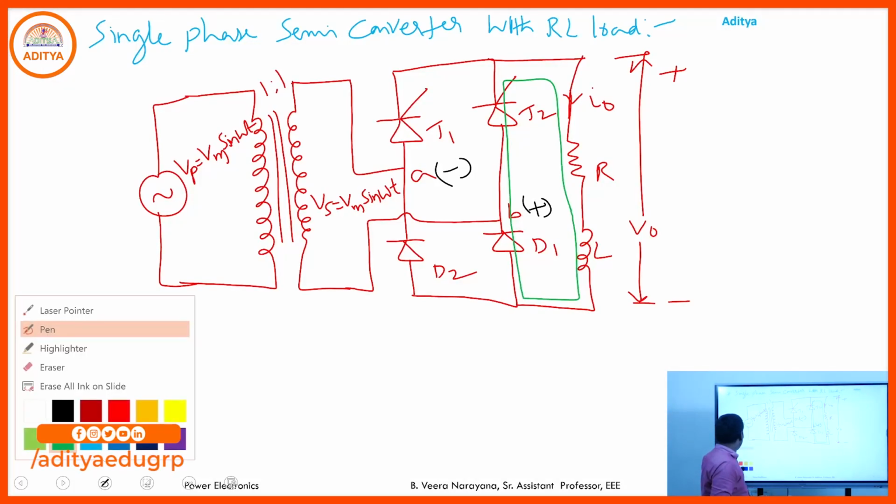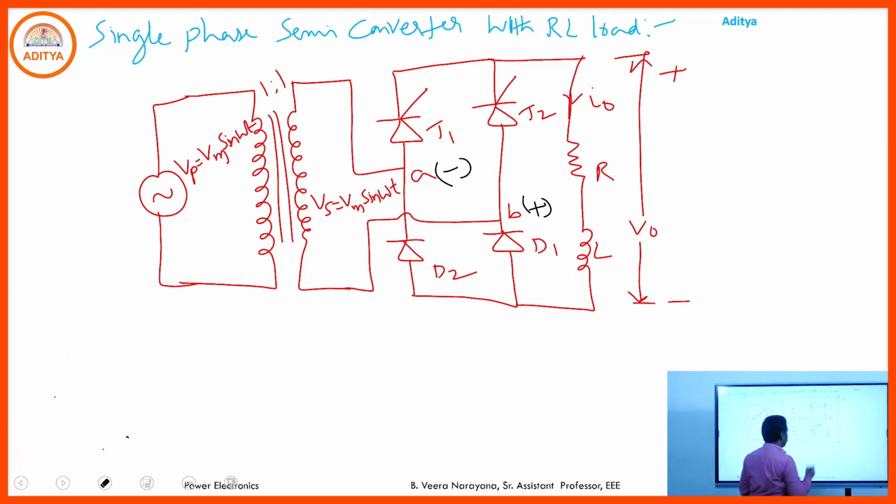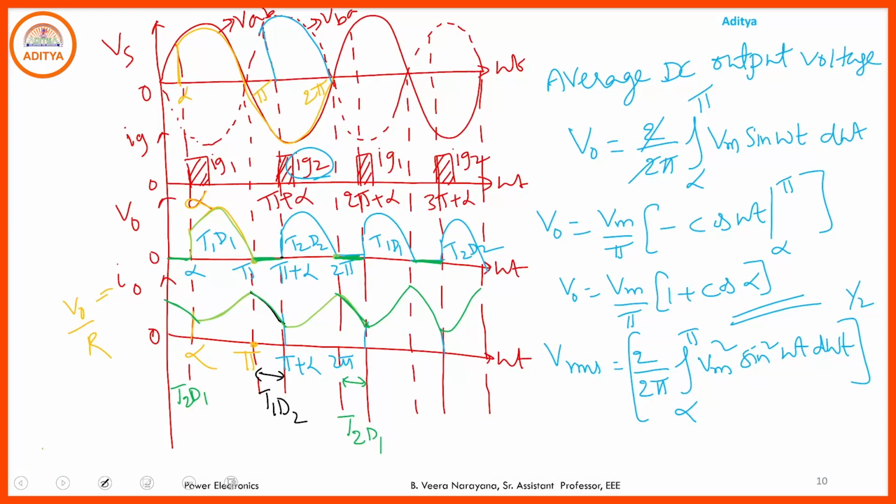Sometimes you can also represent a freewheeling diode here. If you have the freewheeling diode, then the energy stored in the inductor is discharged through the freewheeling diode. Then there is no function for T1 D2 or T2 D1; those are replaced by the freewheeling diode. This portion is simply eliminated, and instead the freewheeling diode comes into the picture.